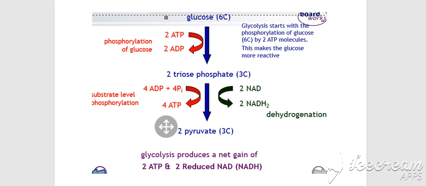phosphorylation. So there is a net gain of 2 lots of ATP, because although 4 have been produced, 2 were used in the earlier stages of glycolysis. So glycolysis on its own will produce 2 lots of ATP.